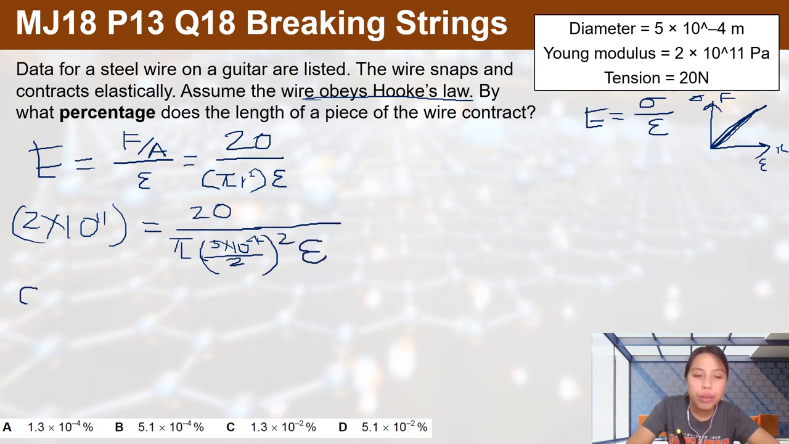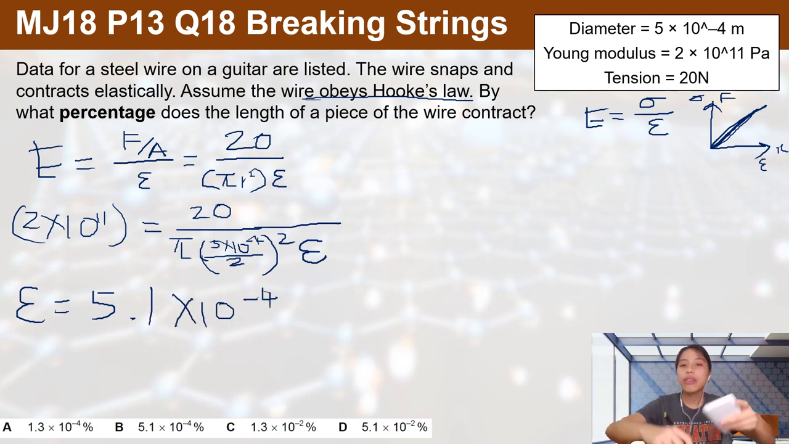strain. So we find the strain, you do some calculator work. 2 times 10 to the 11, wait, 20 divided by 2 times 10 to the 11, divided by pi. What else is down there? Diameter, 5 times 10 to the negative 4, divided by 2, squared. And that will give me a very small number. Let's write it out. 5.1 times 10 to the negative 4. That is our strain. It gives us information of how much the wire will contract or expand. But in this case, it's contract. How much the wire will contract.